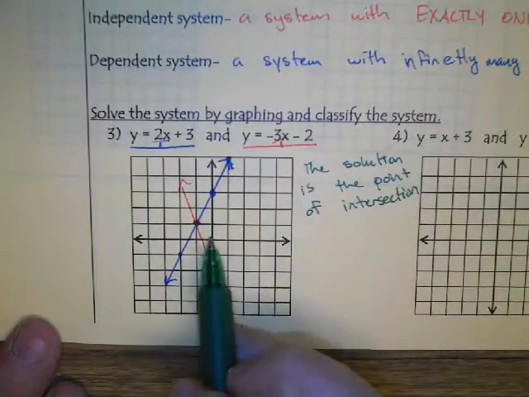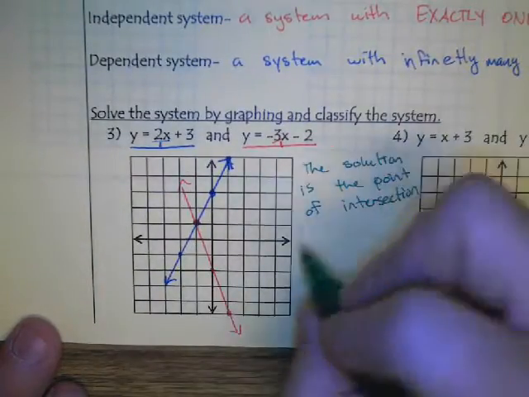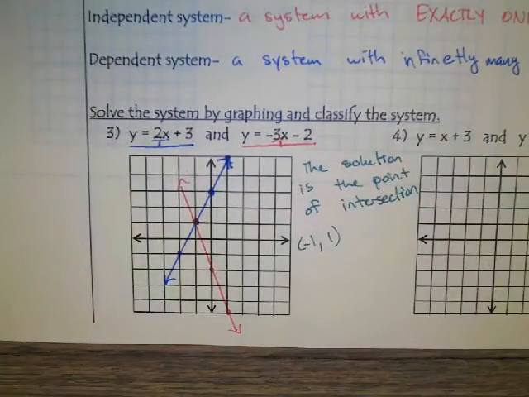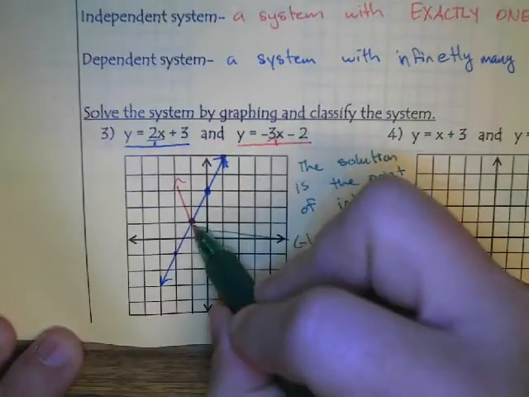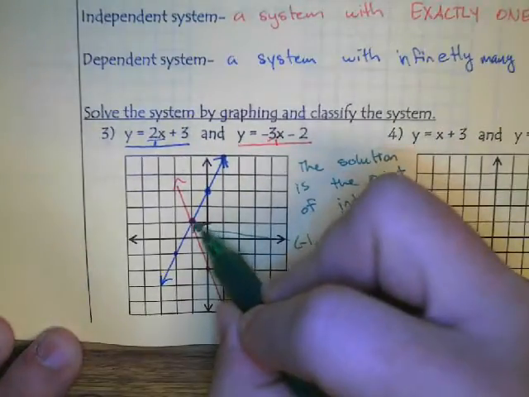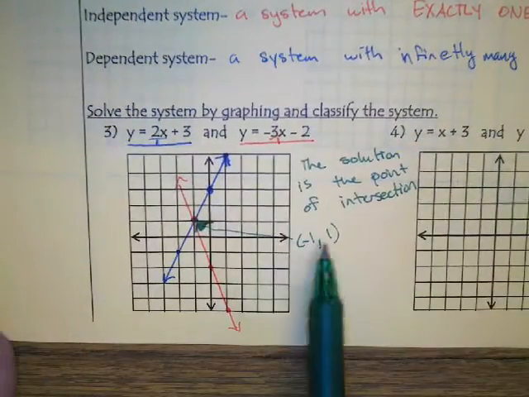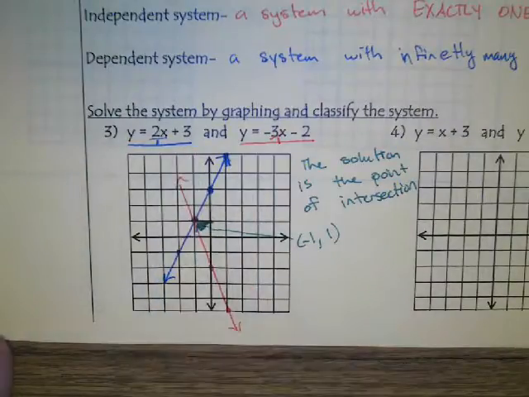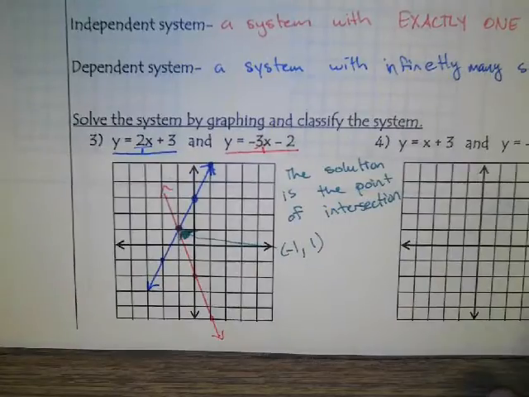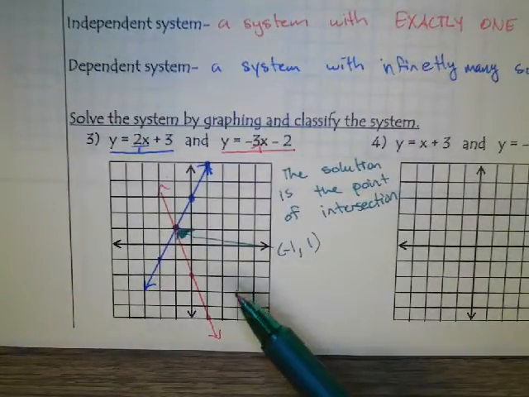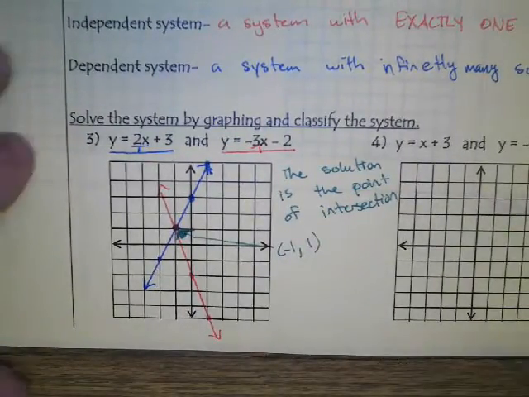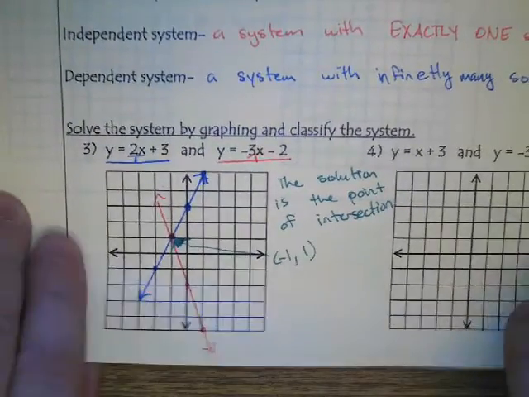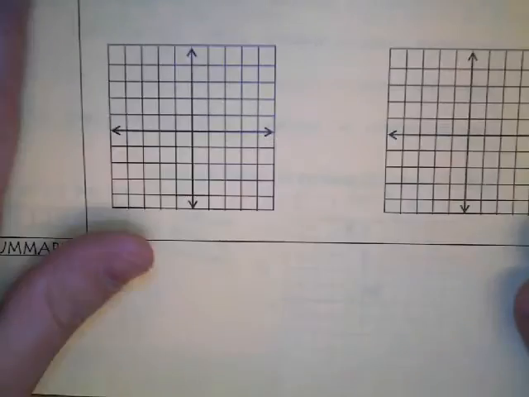Which for this problem would be -1, 1. Like that. That's that point right there. This point satisfies both equations. So you graph the lines, and then you find the point where they intersect. Let's go ahead and flip to the back. I'm going to show you a couple more examples, and then we'll move on.